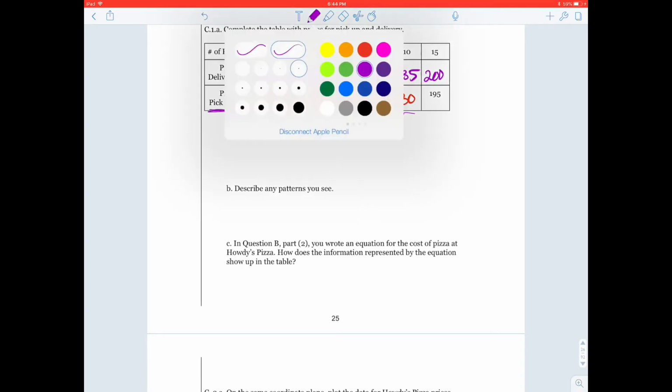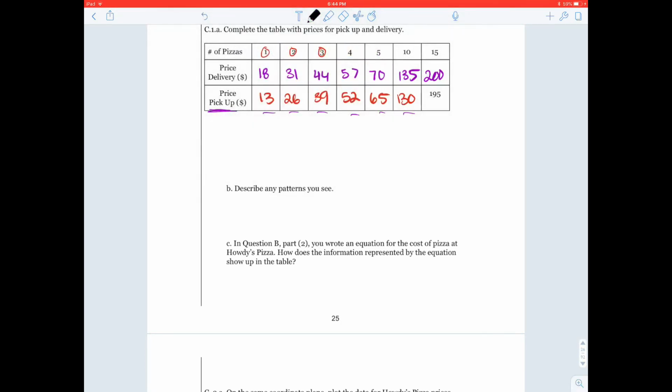All right. So patterns. What patterns do we see? I think an obvious one is that the purple numbers here that I've written are always 5 more than the red. So we can say that the delivery price is always 5 more than the pickup price.